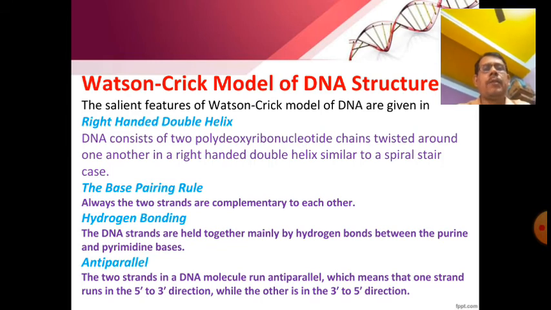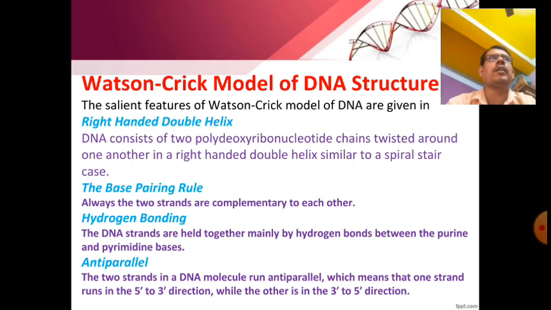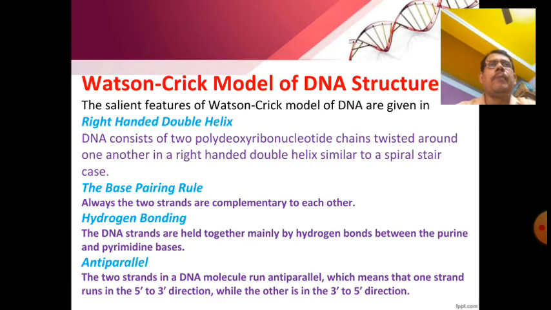And the base pair rule. The base pair rule is generally determined by the Chargaff rules. The two strands are complementary to each other. That means one base is attached with another base, a pyrimidine base attached with a purine base, adenine always with thymine, guanine with cytosine, or vice versa. In RNA, thymine is replaced by uracil. That is the base pair rule.